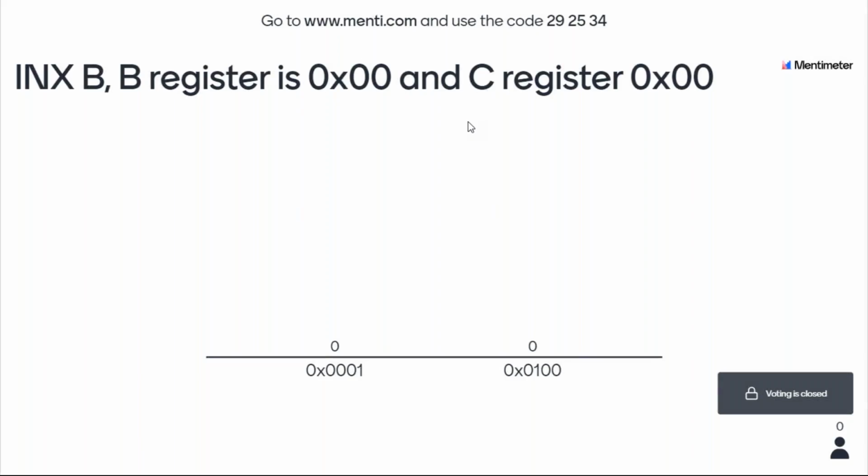So I want you to guess what the output of it is. You have just 2 options. Can you please vote on what you think is the answer?